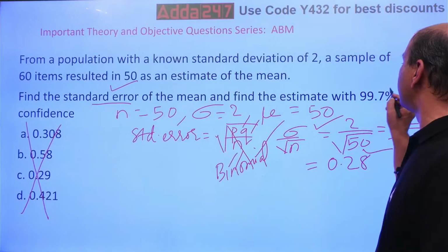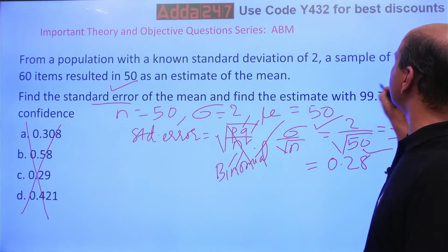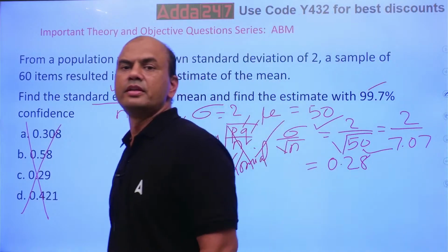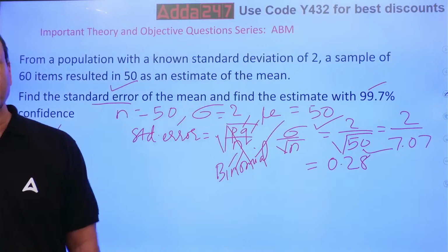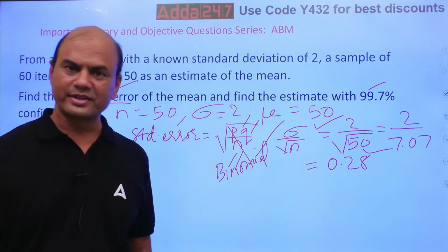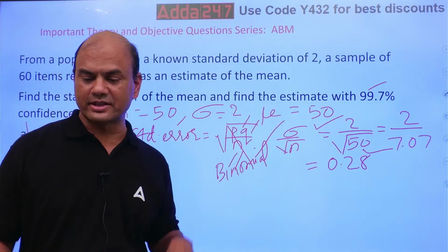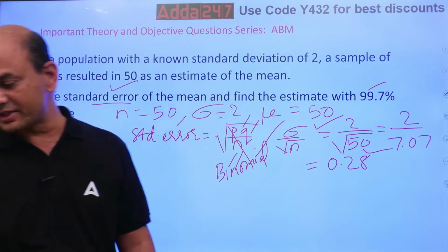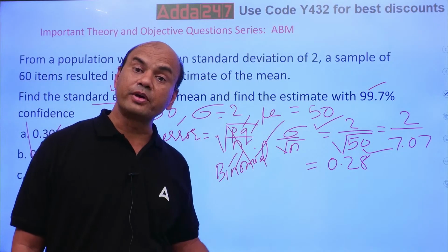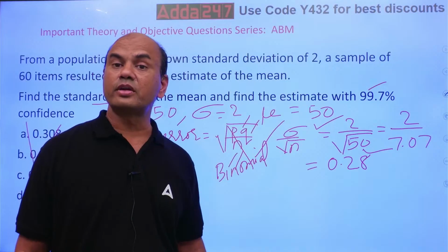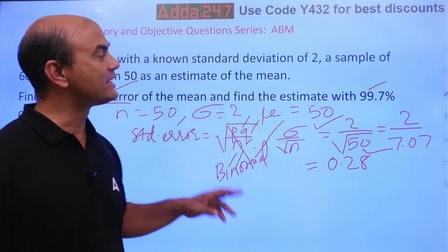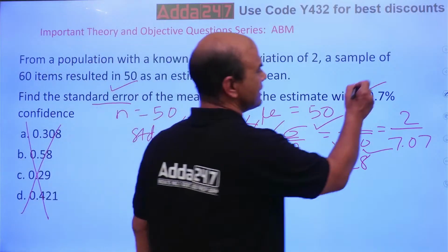Find the estimate with 99.7% confidence. 99.7 means how many standard errors? 68.3 is 1. Second is what? 95.5. Third is what? 99.7, that is 3. So here you will be requiring 3 standard errors.